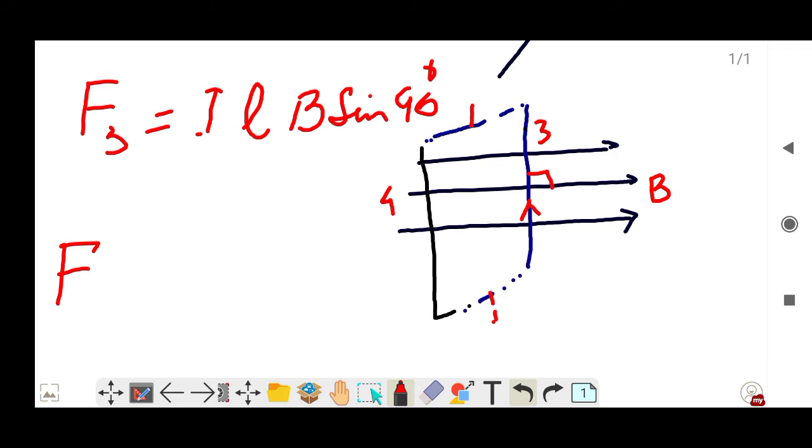I'll write F3 is equal, I have to find out what is the direction of current, that is going up, that is going vertically up. So that means I'll write I, L, B, then I'll write the direction of L. L is the same as the direction of current. That current is moving up, so I'll write that as J. And your magnetic field is on the x-axis, so I'll write that as I.